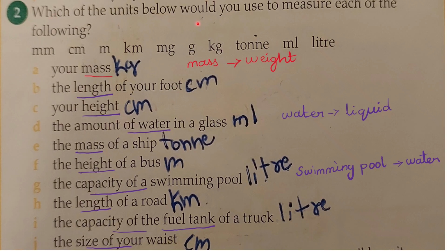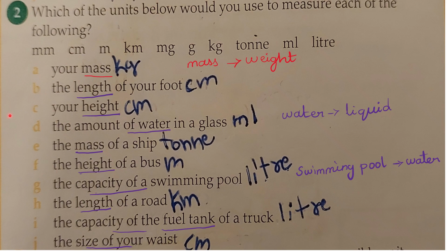Which of the units below would you use to measure each of the following? Okay, they are given some units. We are going to use these units for the following. A question is your mass. Mass means what? It's a weight. We will give our weight in kg.